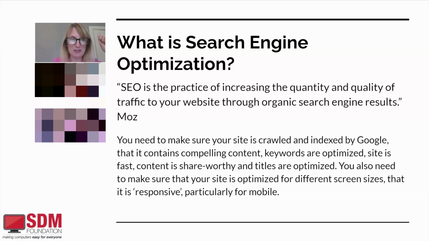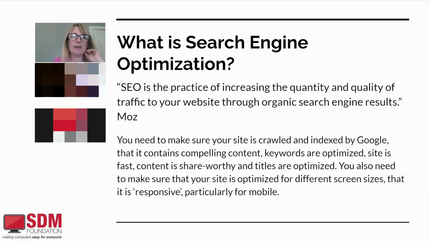Site speed, which we've just mentioned, is important in terms of the Google ranking. Content being share-worthy is also helpful, because if people like it enough to share it, then more people are going to see it, which obviously bumps up your standings in terms of the ranking. And that the titles are optimized.